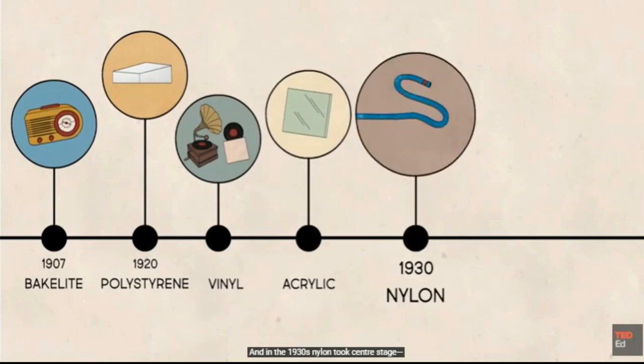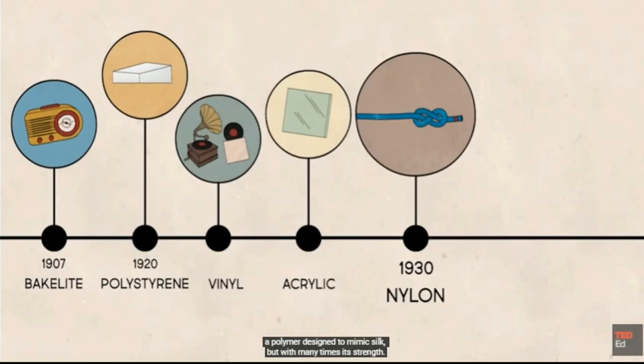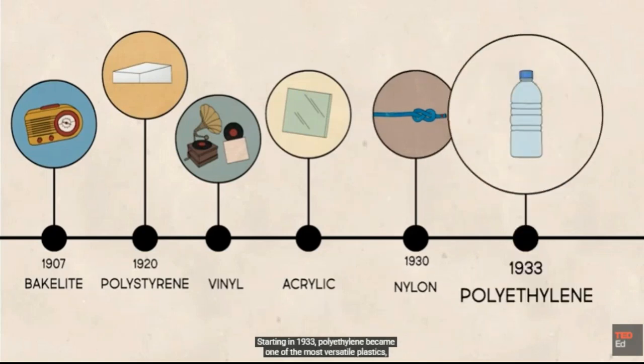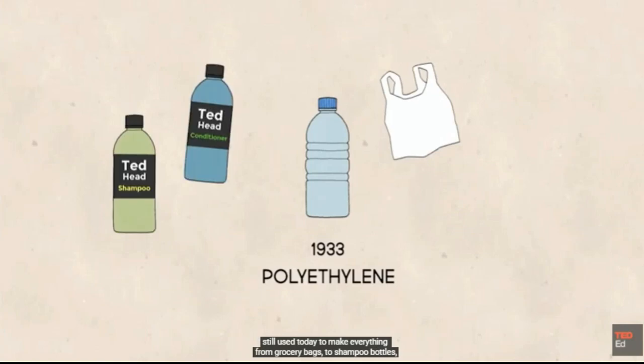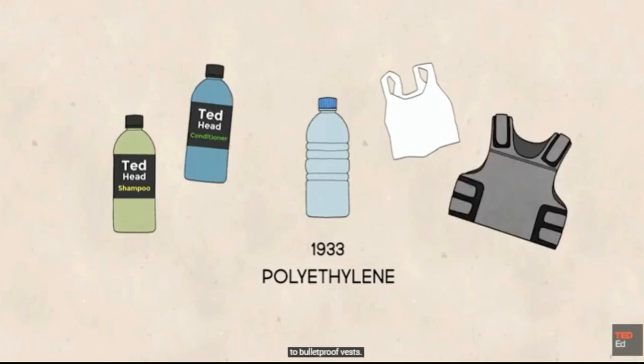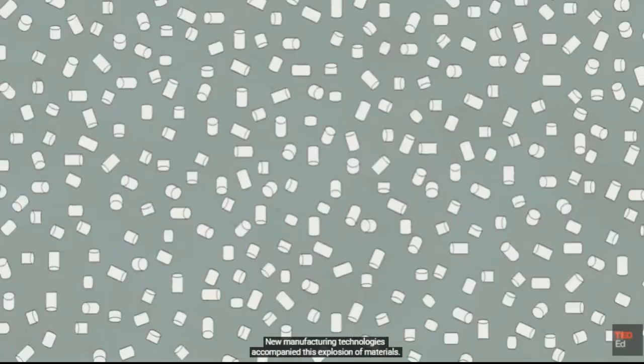And in the 1930s, nylon took center stage, a polymer designed to mimic silk, but with many times its strength. Starting in 1933, polyethylene became one of the most versatile plastics, still used today to make everything from grocery bags to shampoo bottles to bulletproof vests.